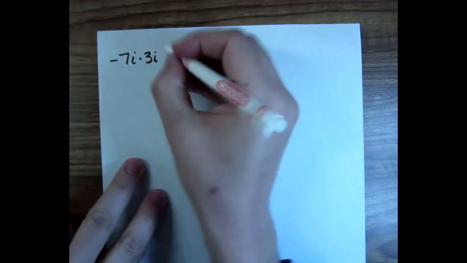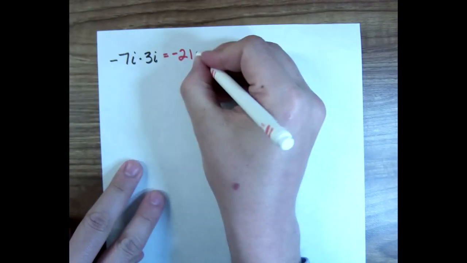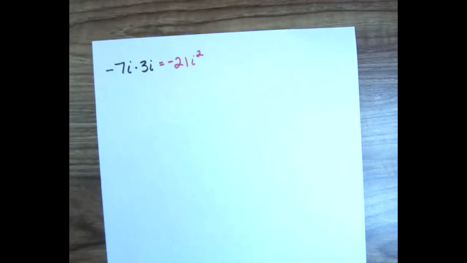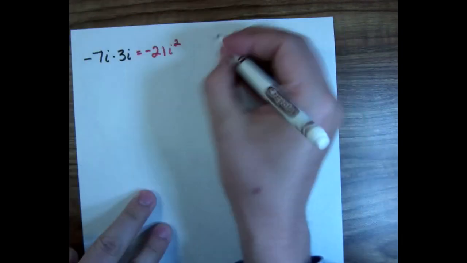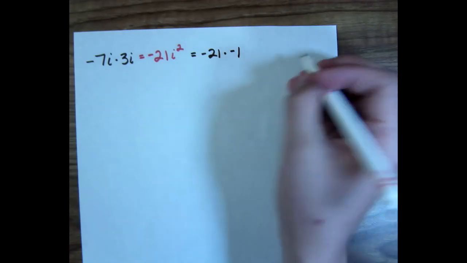Guesses? -21i. That's a really good but slightly wrong guess. You just multiply the numbers. -7 times 3 is -21. And then you multiply the i's. i times i is i squared. You should recall that i squared is a number. What number is i squared? -1. So this is -21 times -1, which is 21.